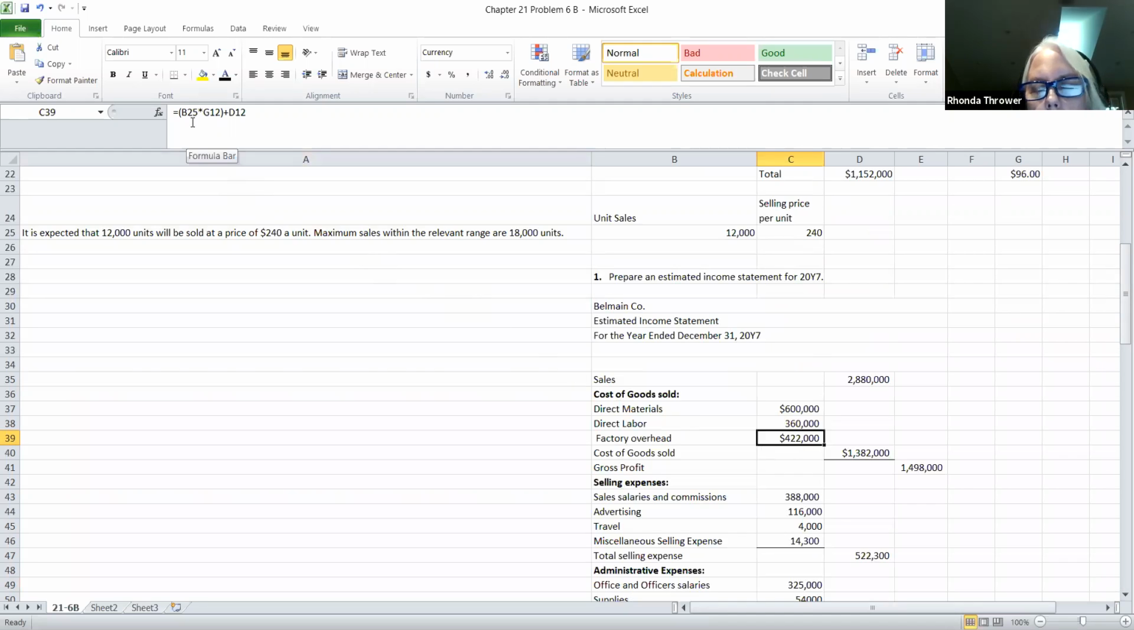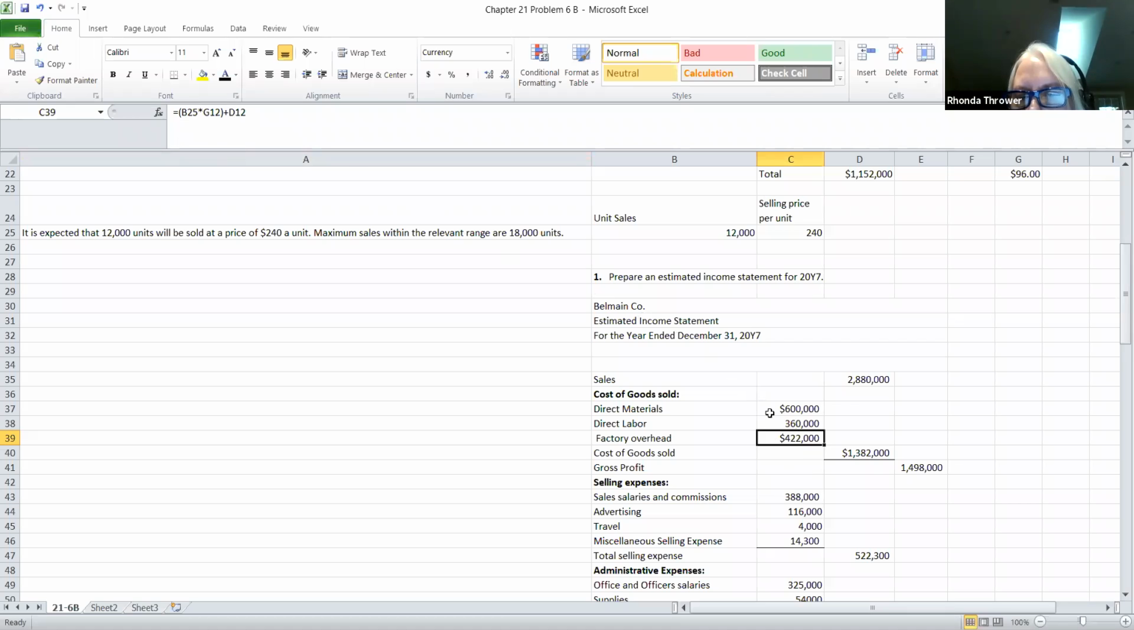Notice the formula up here is the number of sales times the variable cost per unit plus the fixed cost portion of this. So this is your variable cost plus fixed cost will give you the total cost of $422,000.